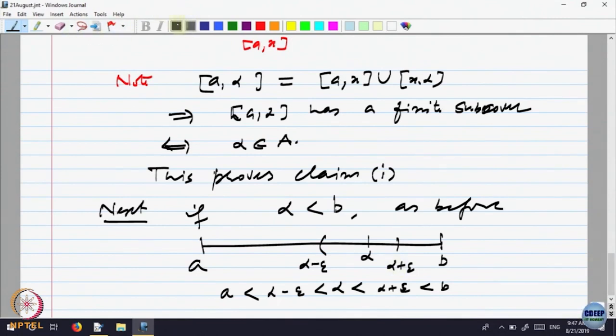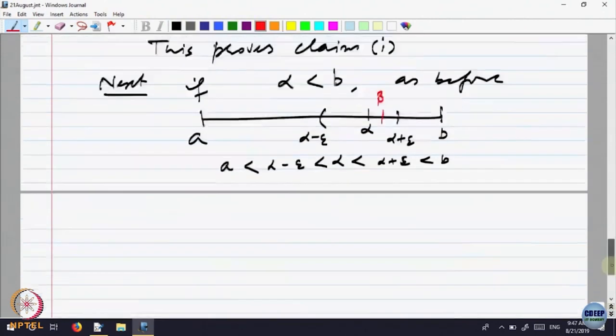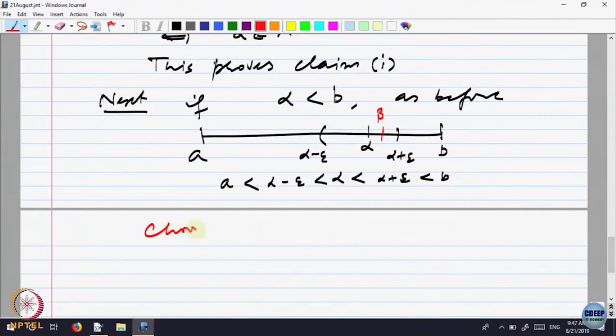So, let us choose anything that you like. Let us choose a beta. So, here, choose any beta belonging to alpha to alpha plus epsilon, less than B. Alpha plus epsilon, anyway, is less than B, that we have already. So, that is a crucial thing. Choose any point beta.